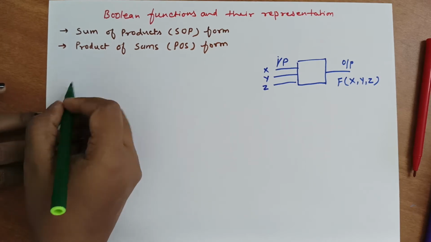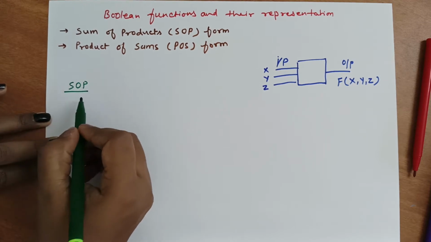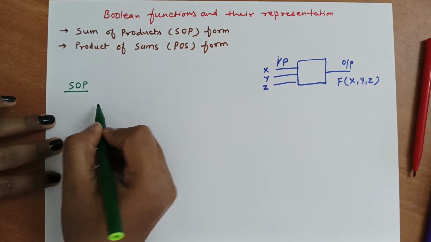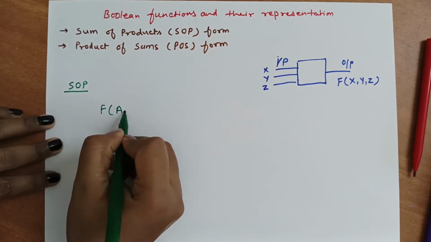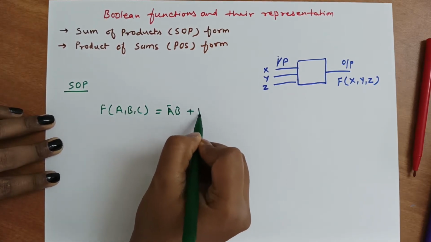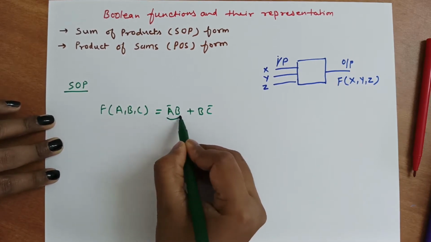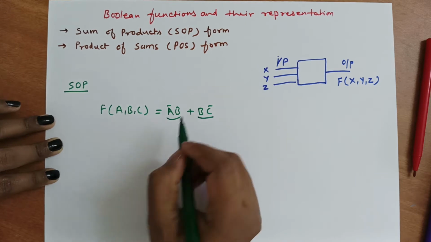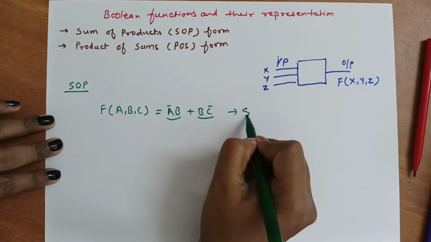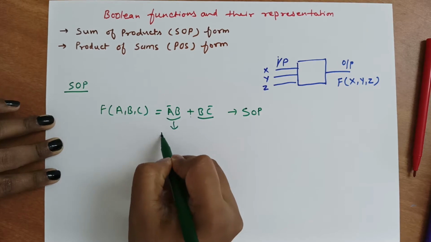First we will see sum of product, that is SOP. What is SOP? As the name suggests, sum of product. That means we are adding the product terms. Suppose we have a function given as f of ABC equals A bar B plus B C bar. So what is this term? This is a product term. This is also a product term. And we are adding two product terms. So this form is SOP form, sum of product. This is called a product term.